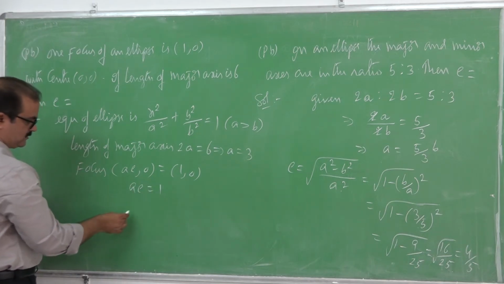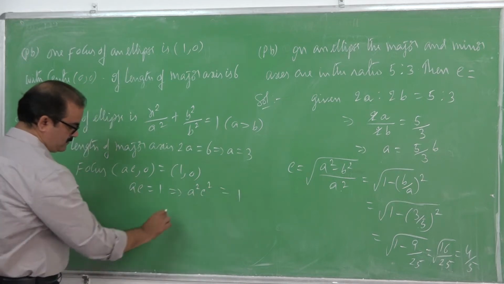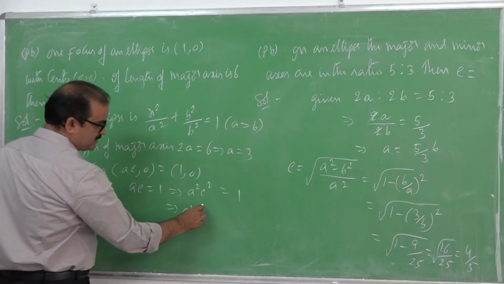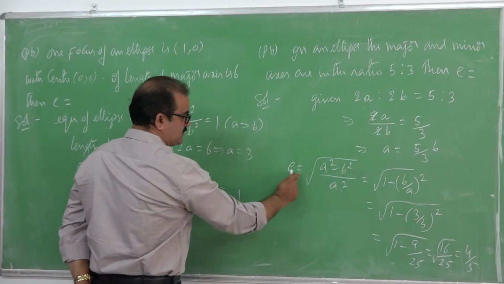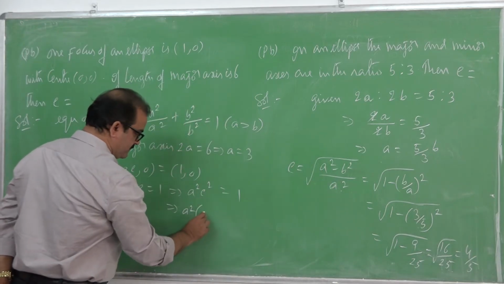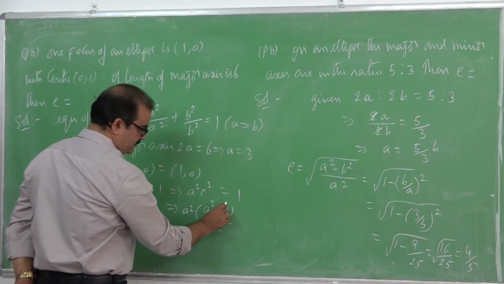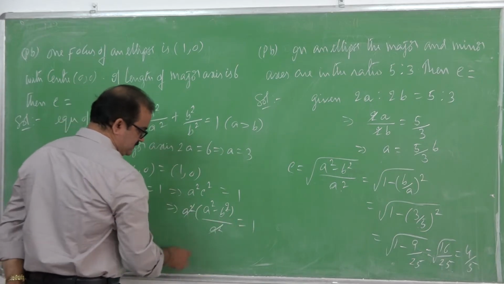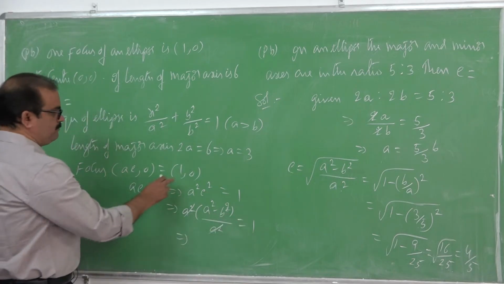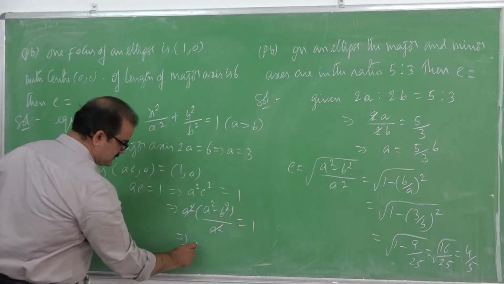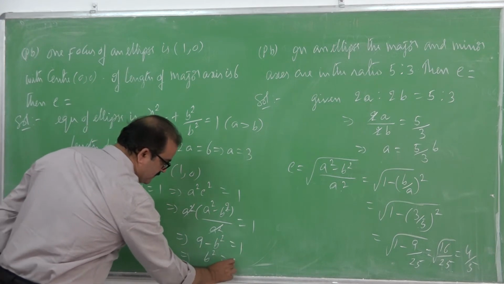Now squaring this on both sides, a square e square is equal to 1. a square into, what is e square? e is square root of a square minus b square by a square. Then what is e square? a square minus b square by a square is equal to 1. Here a square cancel. So we get a square minus b square is equal to 1. But what is a value? 3. 3 square 9. 9 minus b square is 1. From this b square is equal to 8.